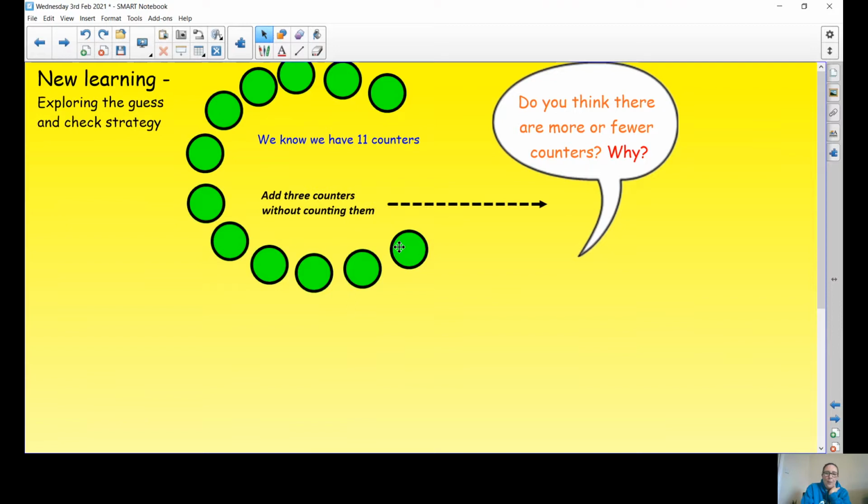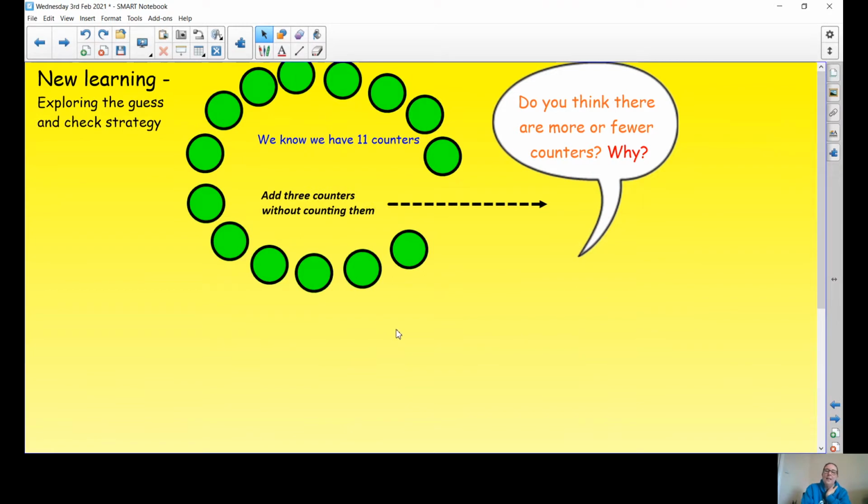Now I'm going to make some more. Here we go. Put some more counters on. So we started with 11 and I've put some more on. Do you think there are more or fewer counters than we started with 11? There are more, well done. And why do you think there are more? Because I added them. Well done, I put 3 more on.